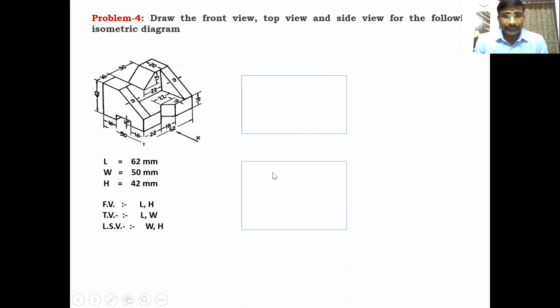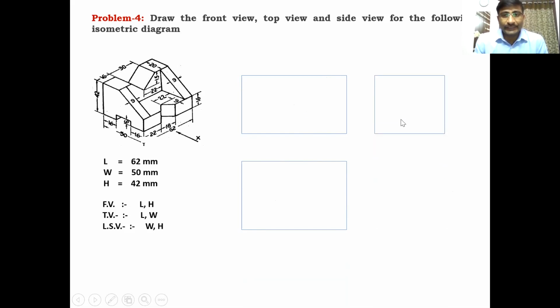Then the top view box. 62 is the length, a common dimension for these two, and width is 50. So the top view must be drawn with the length and width: 62 is the length and width is 50 mm. With these dimensions, construct another box which is below the front view box. So the top view must be below the front view.